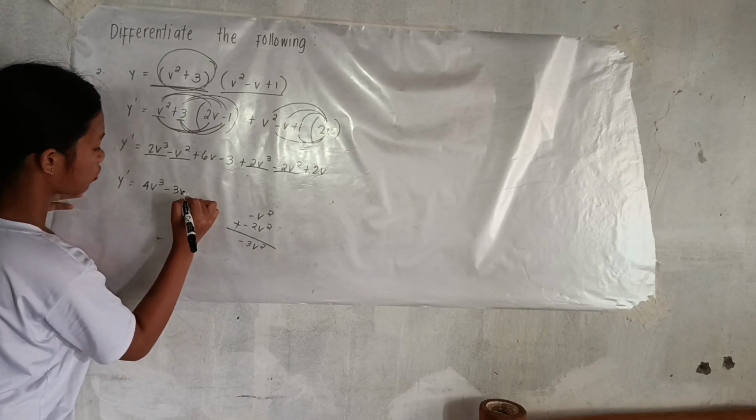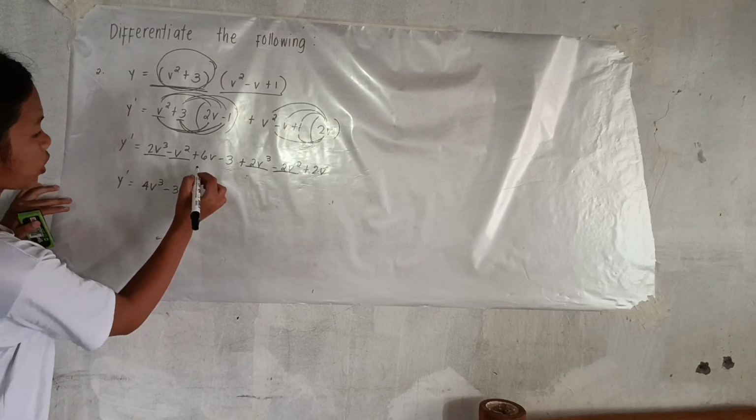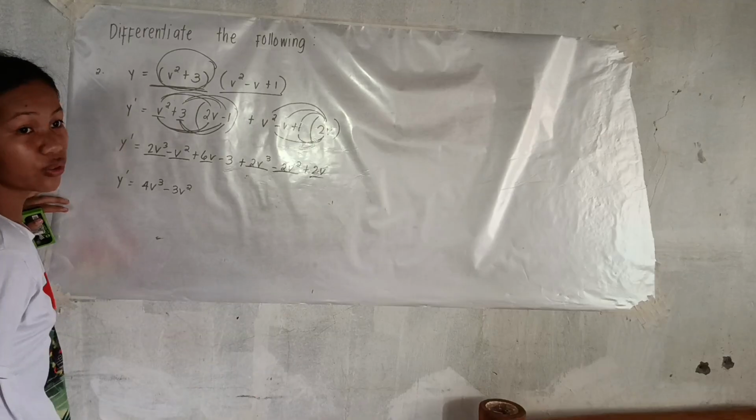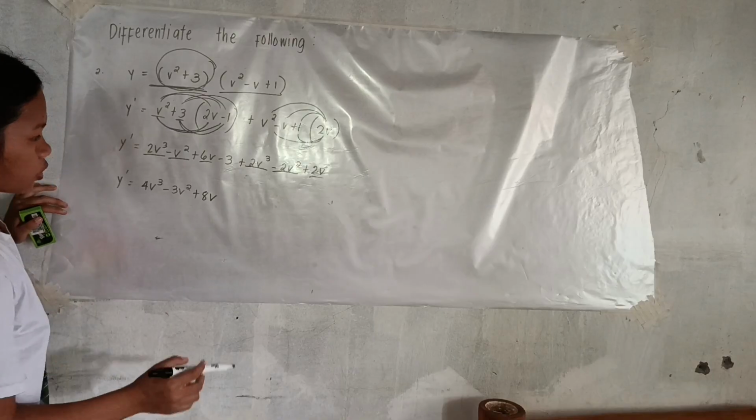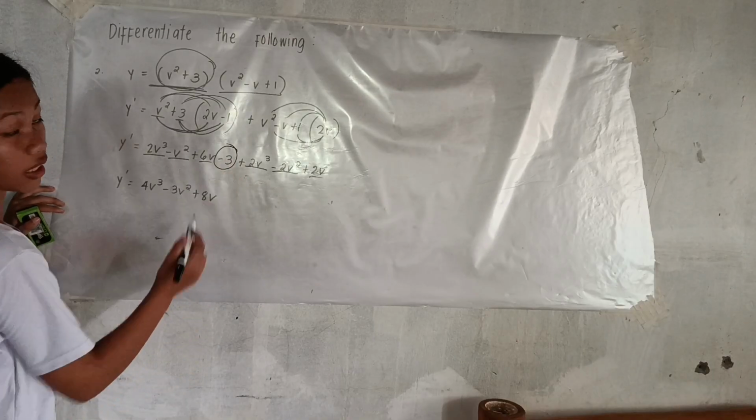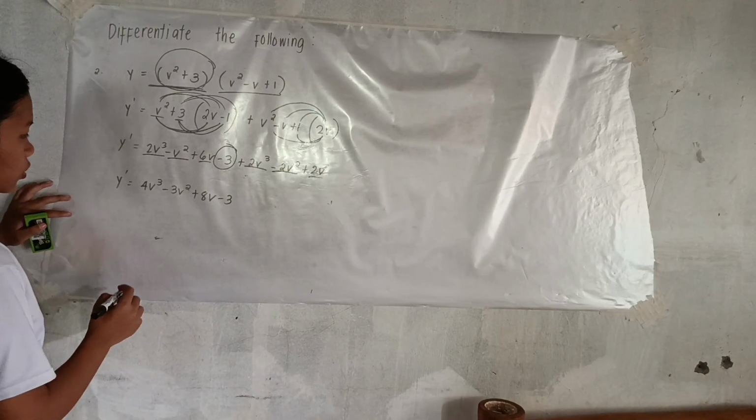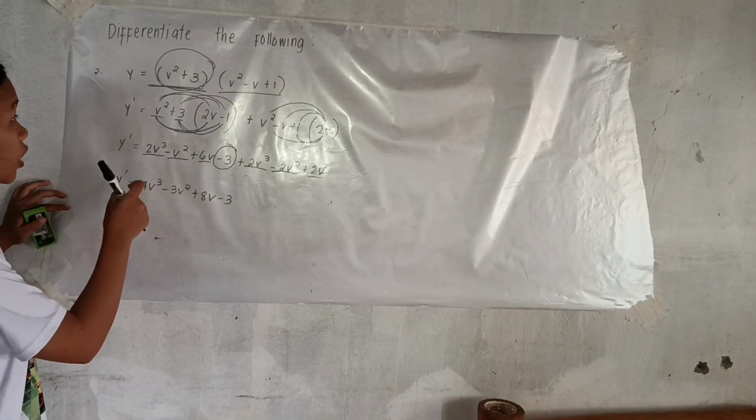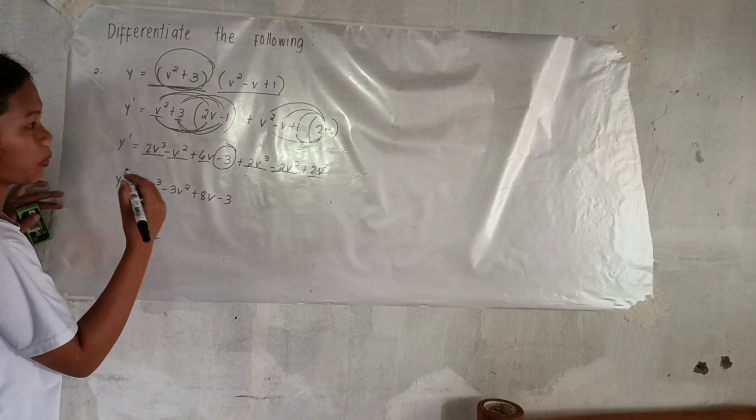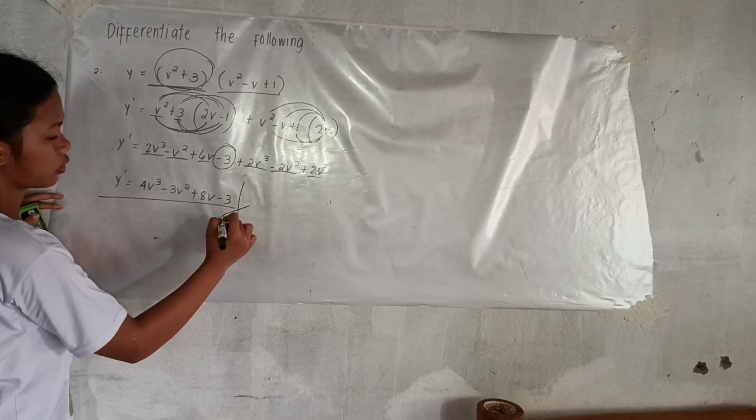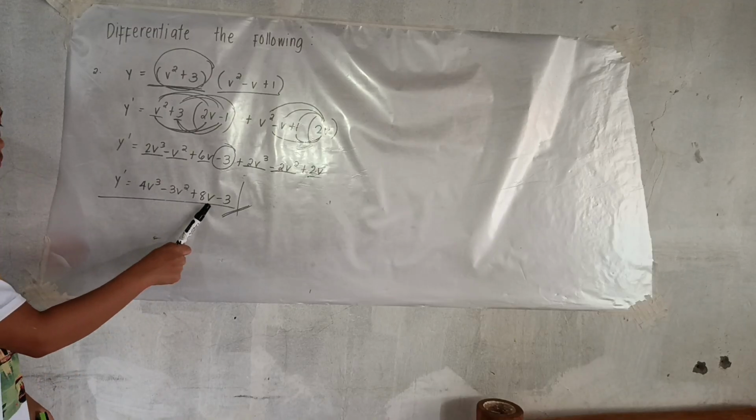So, negative 3v squared. Next like terms, we have 6v and 2v. By adding them, we get positive 8v. As you can see, only negative 3 is left, so we just simply copy it. Therefore, the derivative of the function v squared plus 3 times quantity v squared minus v plus 1 is 4v cubed minus 3v squared plus 8v minus 3.